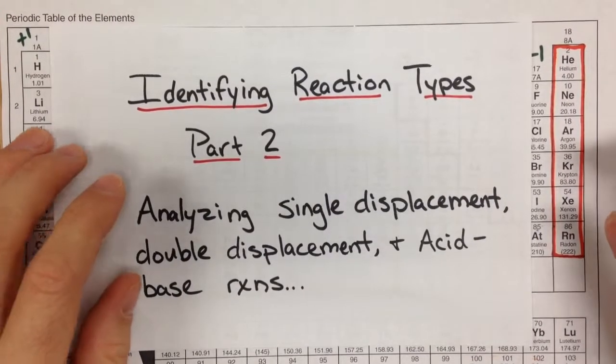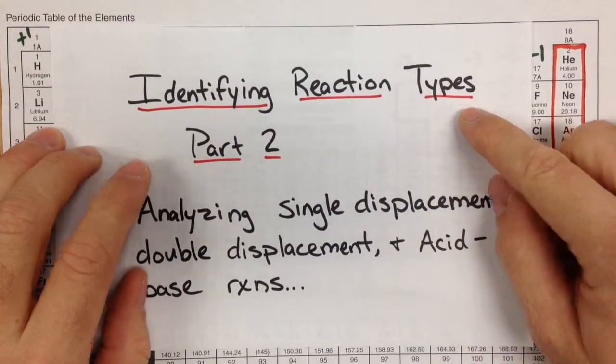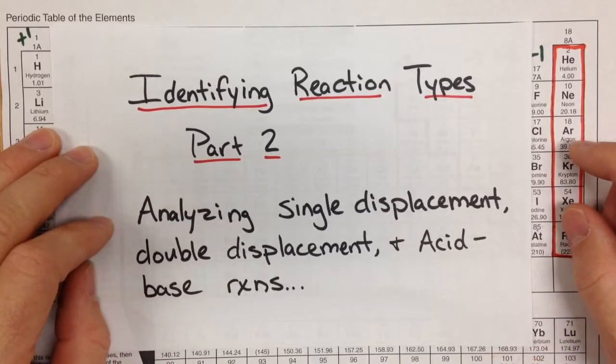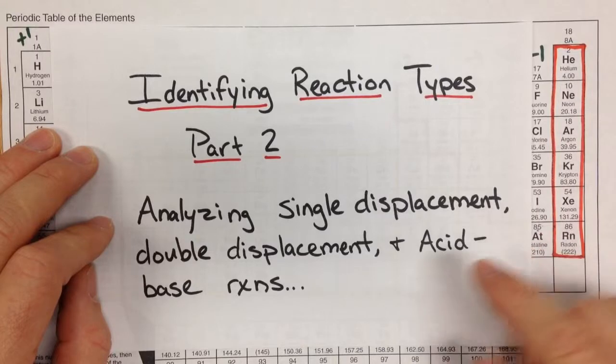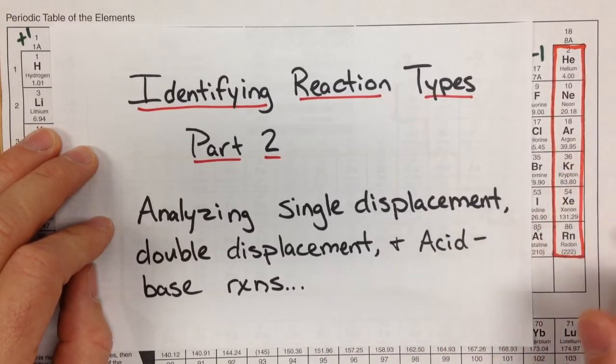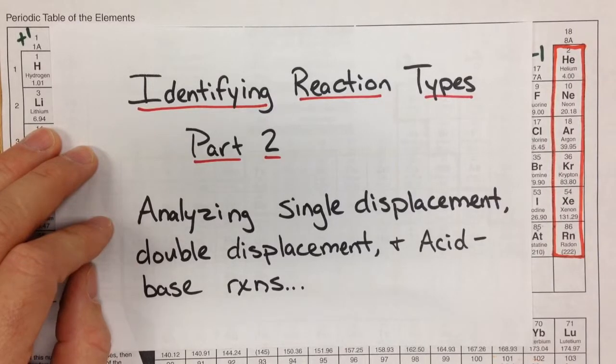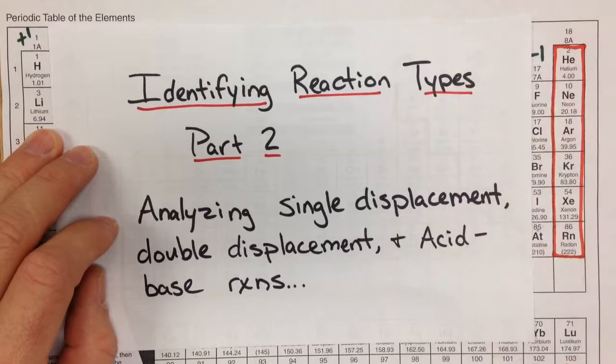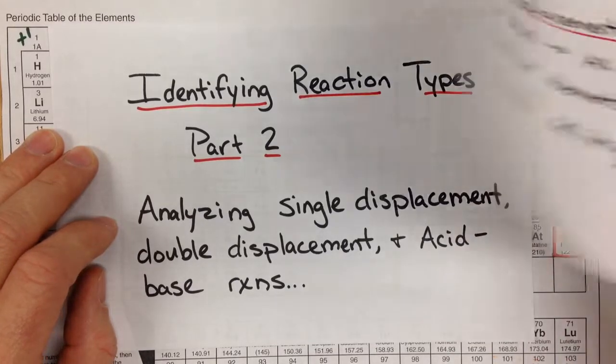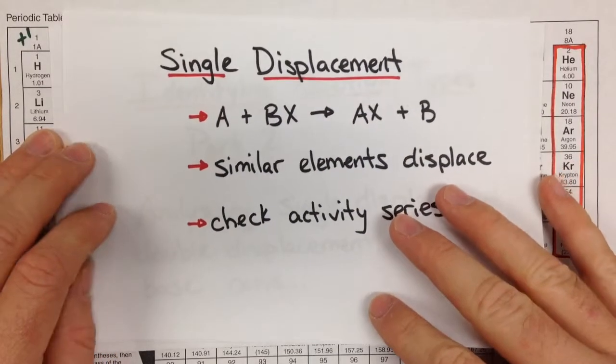Welcome. What we're going to do right now is go through the Identifying Reaction Types Part 2 video in this reaction types series. What we'll do in this video is analyze single displacement, double displacement, and acid-base, also known as neutralization reactions. To do that, let's first take a look at single displacement reactions.